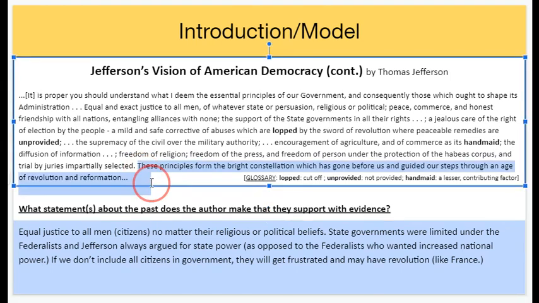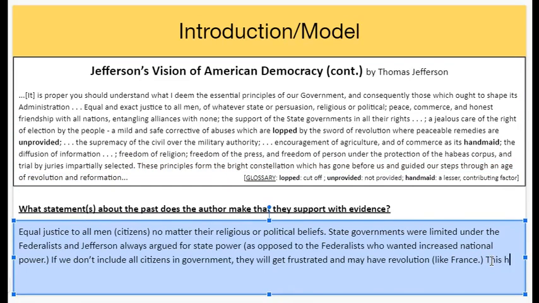You see the end? These principles form the bright constellation, meaning like bright stars, which has gone before us and guided our steps to the age of revolution and reformation. This is what has guided fair governments. Remember, we're an experiment. The United States is only the third president in the past.